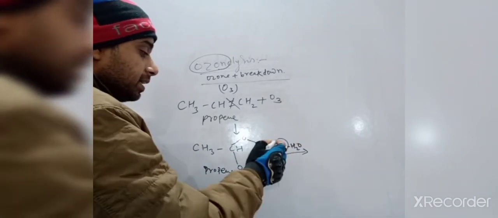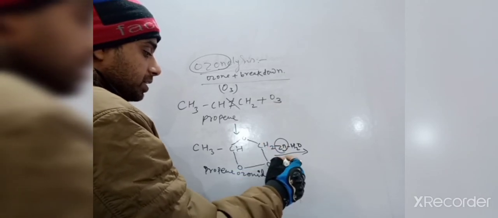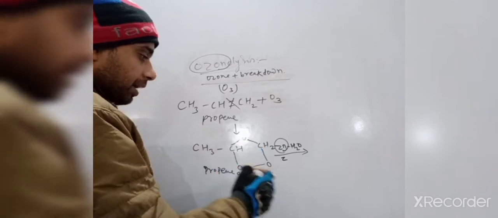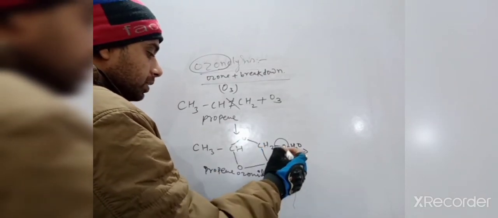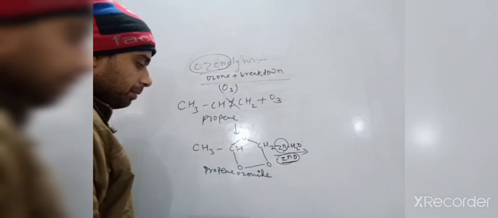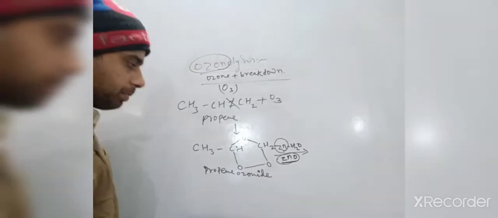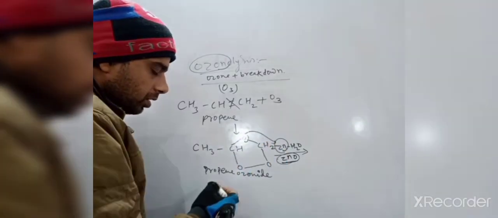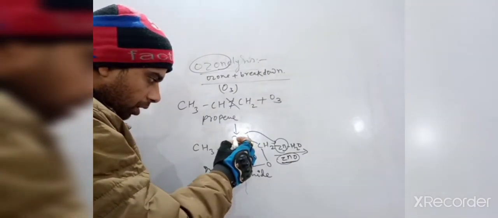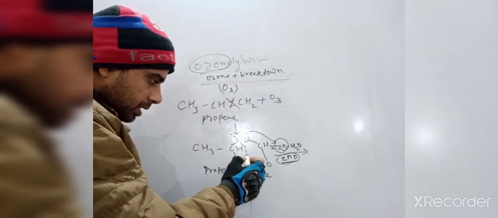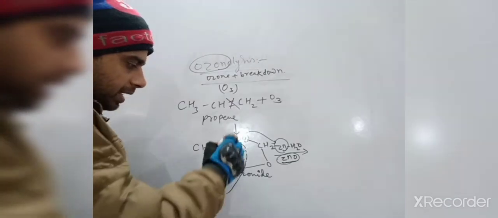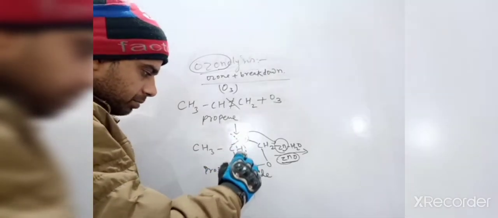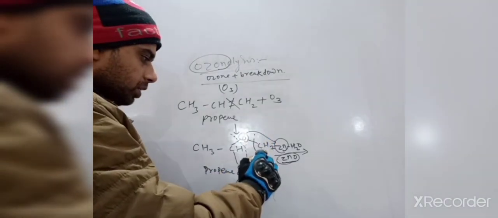This zinc will break the bond of carbon and oxygen, and it will remove zinc oxide. Now you can see how the breaking will be. One oxygen will be lost with zinc, so this one you have to break like this. Ozonolysis means breakdown of the ozone molecule. I have taken this molecule out and this molecule out.